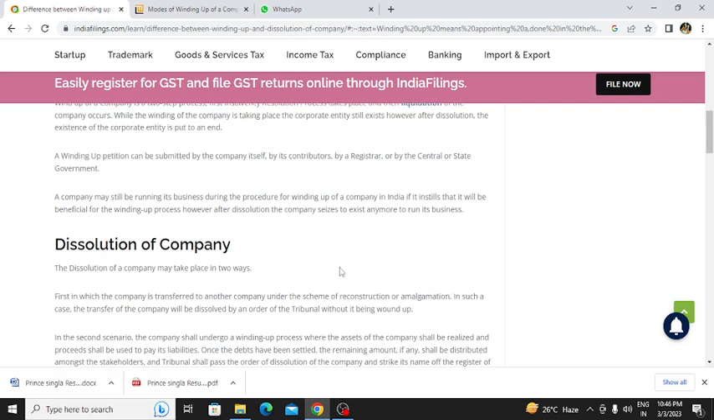So winding up is a type of petition which is submitted by the company itself, by a contributor, the ROC, or the central or state government. So a winding up petition can be filed by anyone: the company, contributors, the Registrar, the state or central government.